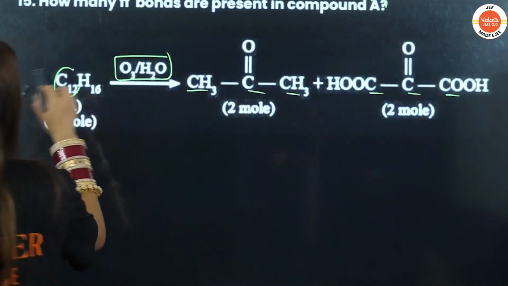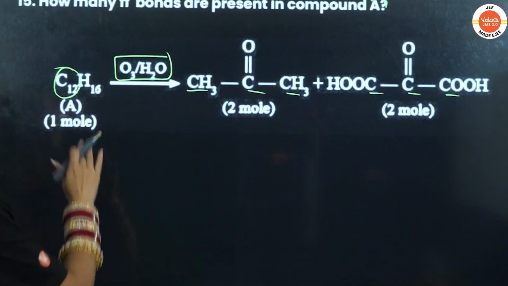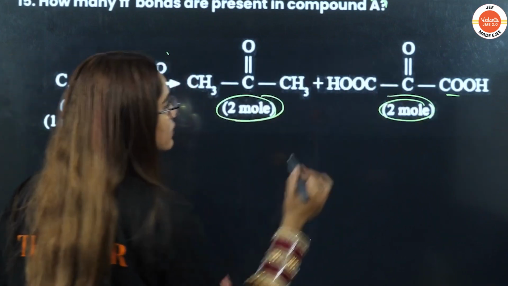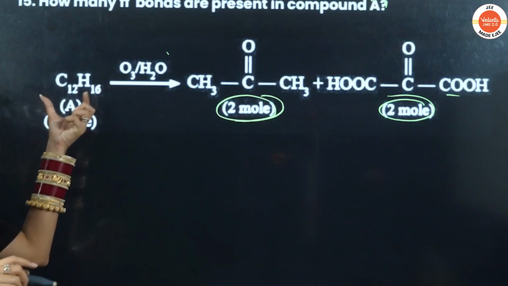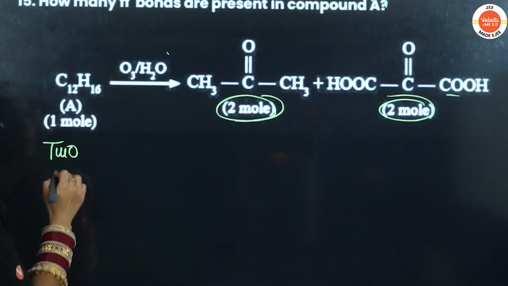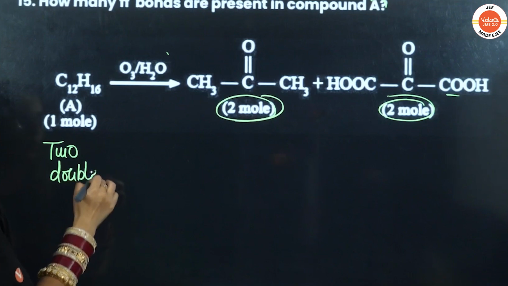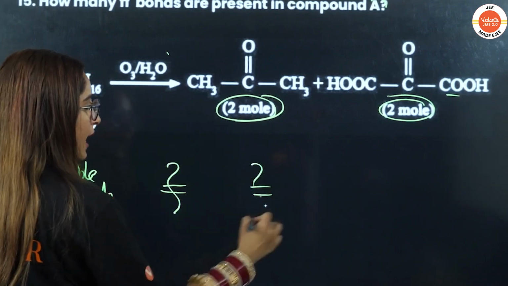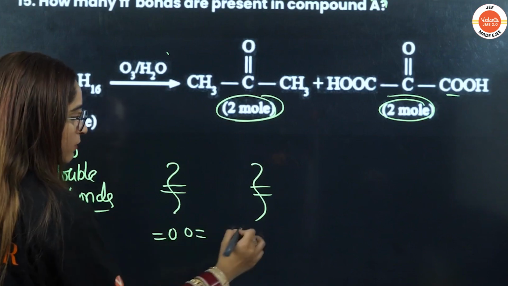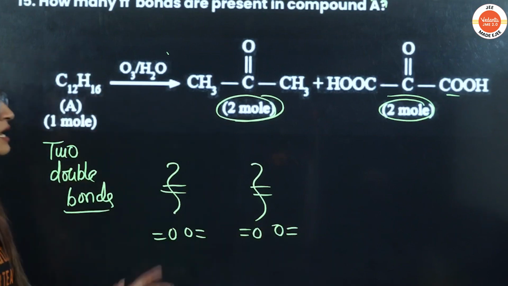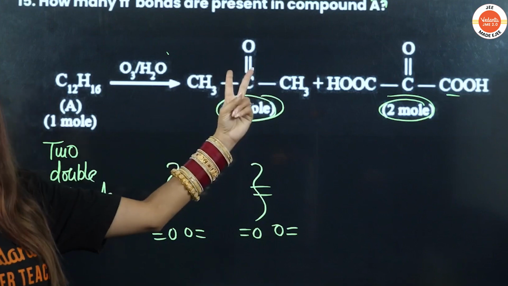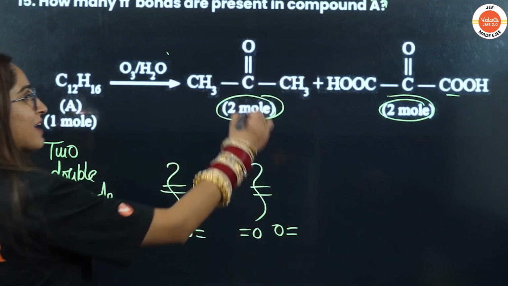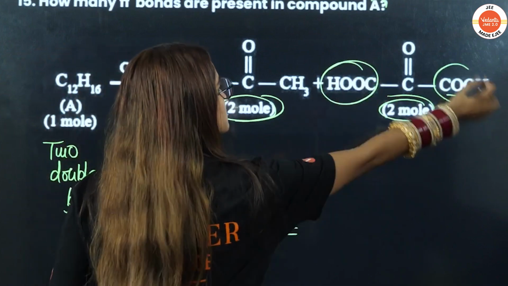But initially you have total 12 carbons. That means, can I say, if we are saying that 2 moles of this is formed, 2 moles of this is formed, that means in this molecule you have 2 double bonds. Those 2 double bonds will break and they will make 1 double bond O, 1 double bond O, 1 double bond O, 1 double bond O. That is why 2 mole of this means 2 double bond O, 2 moles of this means 2 double bond O.